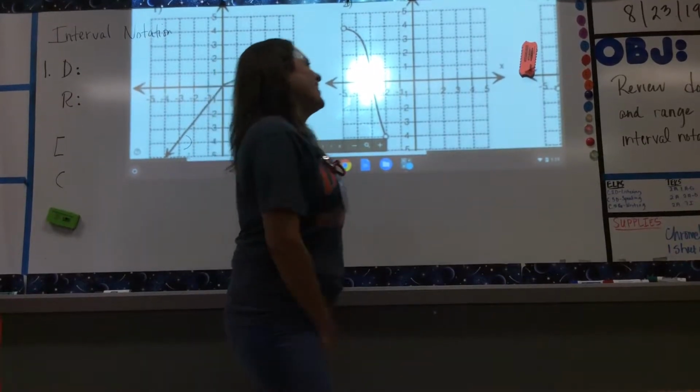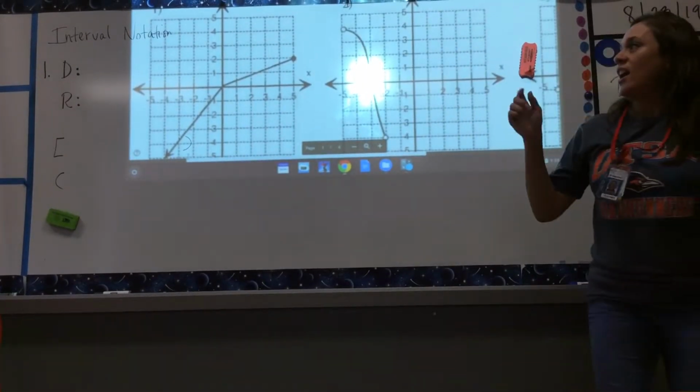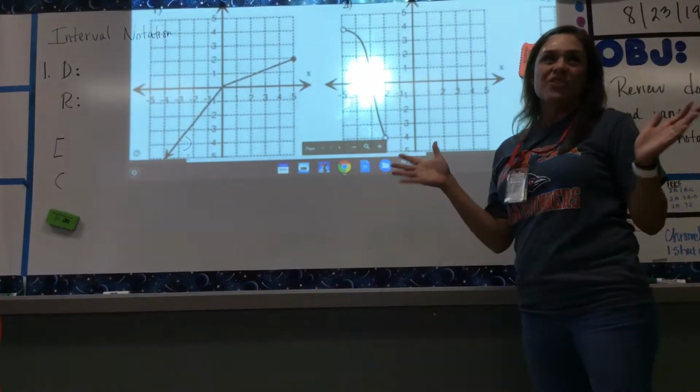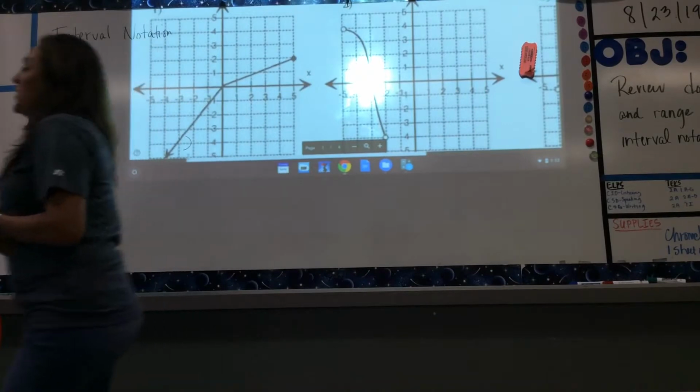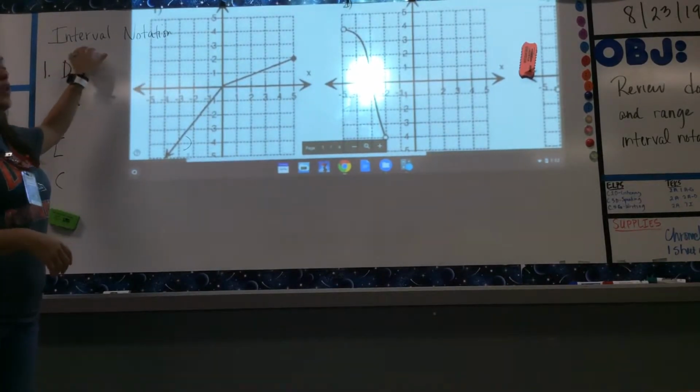Okay. All right, so today we're going to cover domain and range, which I know y'all love, right? Domain and range. Okay. And we're going to do it in a different way. We're going to do it using interval notation.